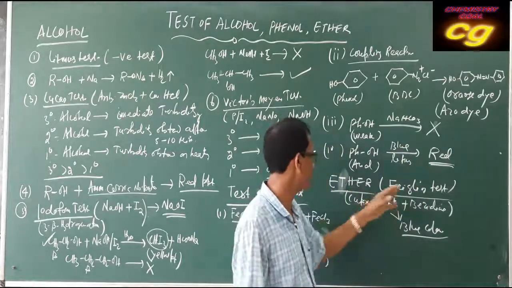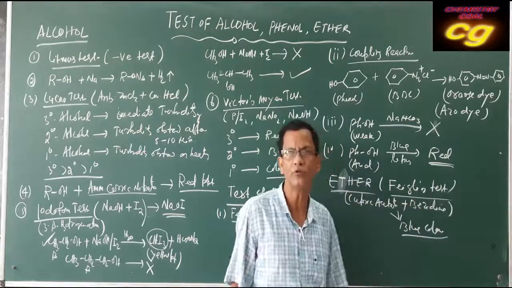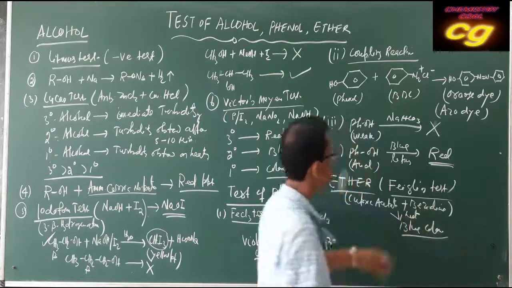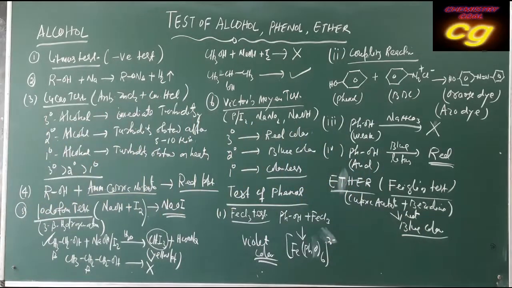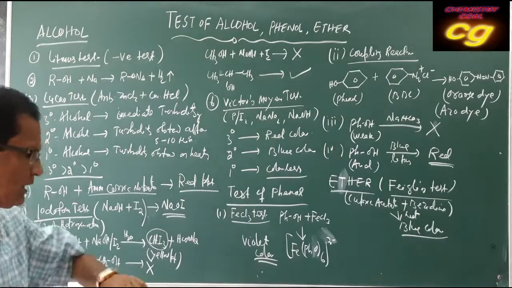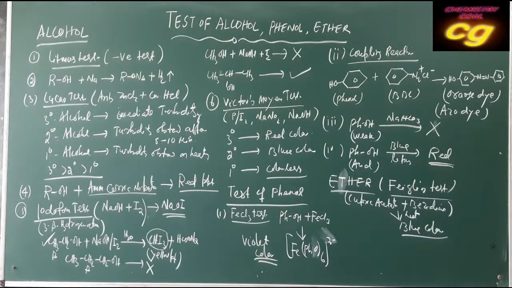In this test, what happens? Cupric acetate and benzidine solution will be added. Then when the solution is heated, the result will be blue color, indicating the presence of ether. So these are very important tests of phenol, alcohol, and different types of alcohol. We can distinguish primary, secondary, and tertiary alcohol. Now we will discuss which reaction will not be shown and which reaction will be shown by alcohol and phenol. Okay, write down this thing, complete it, then we will start another.